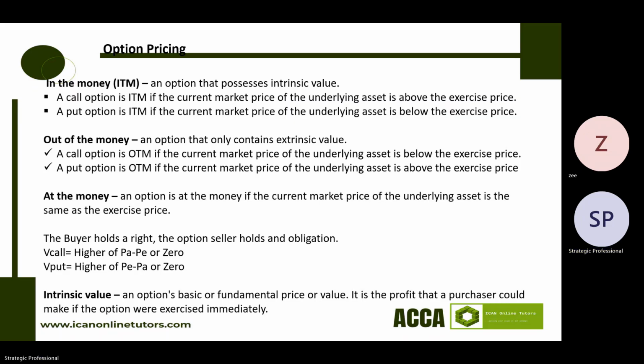What is V call? V call is the higher of PA minus PE, or zero. PA is the purchase price of the underlying asset and PE is the purchase price at the exercise price. You can hold on to this one, we are still going to see how this plays out. Just have it in your mind that V call is the higher of the price of the underlying asset minus the exercise price, or zero. And this is the V put. It will give you a clearer idea of what this means.